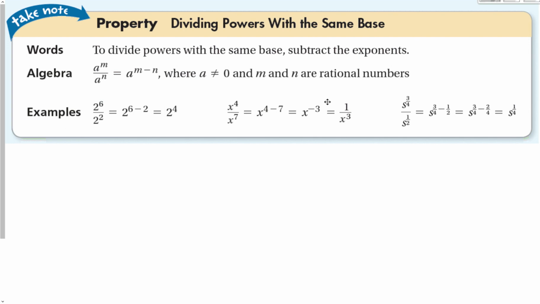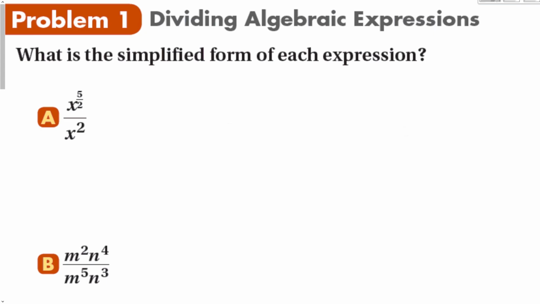And this also works for rational exponents, fractional exponents. 3/4 over 1/2, we are just going to subtract, of course remembering that we need to change to a common denominator to be able to subtract. All right, let's see how this works. What is the simplified form of each expression?